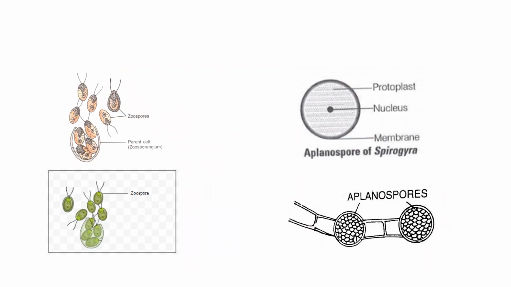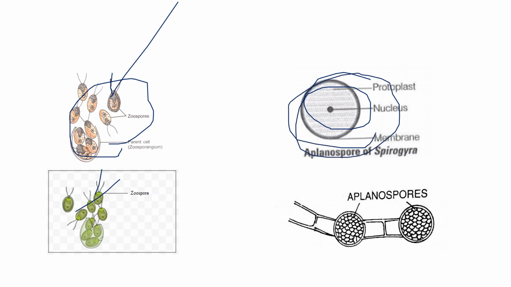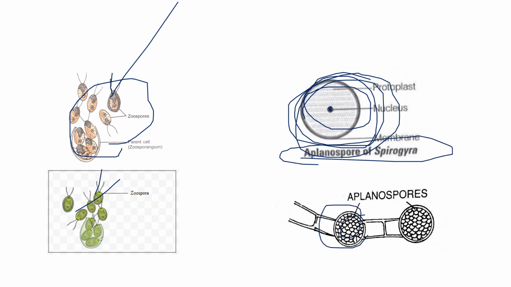These are the general points for understanding zoospores, which contain flagella for locomotion. When it comes to aplanospores, we can see a very strong outer coat and a very strong nucleus. These are the aplanospores of Spirogyra. So these aplanospores help to survive unfavorable times.